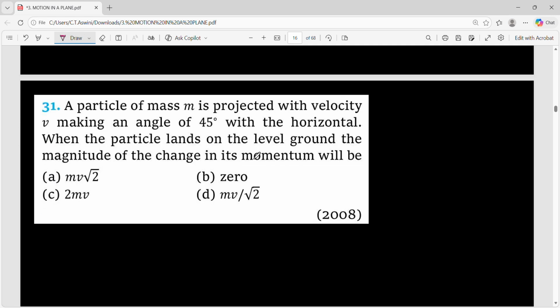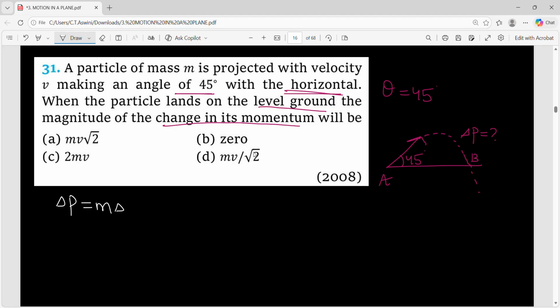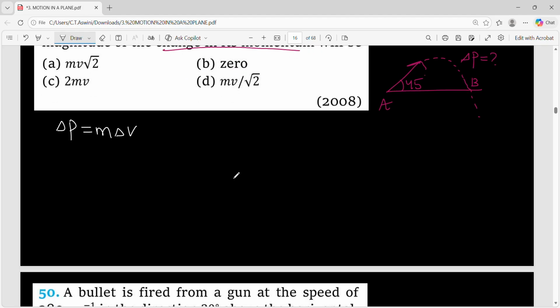A particle of mass m is projected with velocity v, making an angle of 45 degrees with the horizontal. So what is this 45? This is the angle of projection. When the particle lands on the level ground, find the magnitude of change in momentum. It was projected with this angle from point A, and lands again on the ground at point B. Now at point B, you have to find change in momentum. What is the formula for change in momentum? Change in momentum is m into change in velocity. This is 2D motion, so let's split into x and y components.